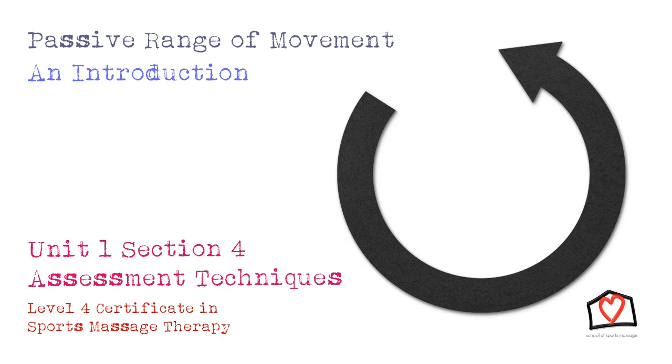So key points to remember. Firstly, communicate well. Explain exactly what you're going to do. Remind the client that they can ask you to stop. Get the client into the most comfortable position you can and support the limb really well. They probably won't relax fully, but the better you support them and the better position they're in, the more they can relax.